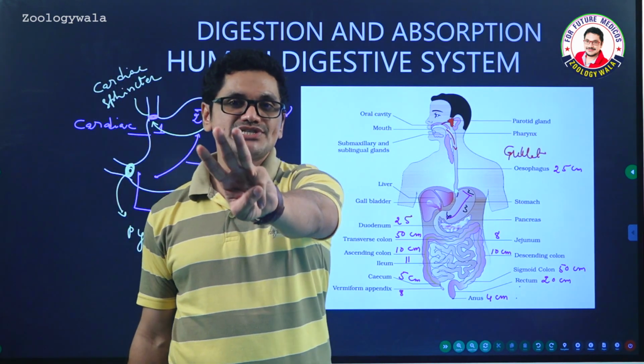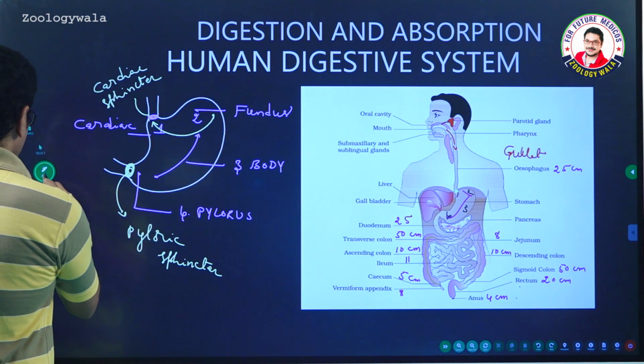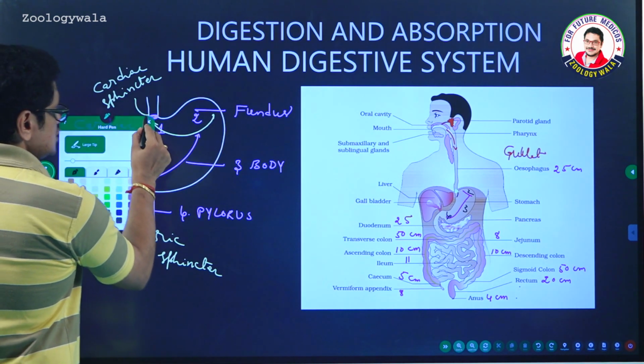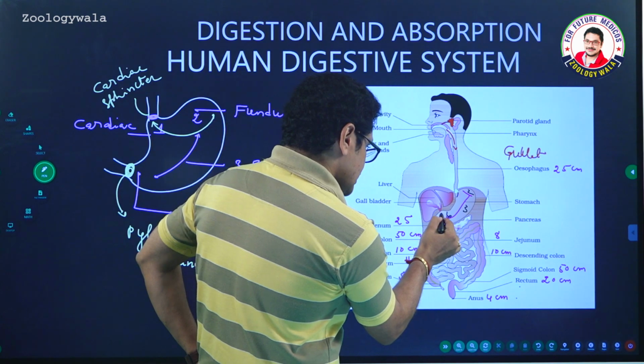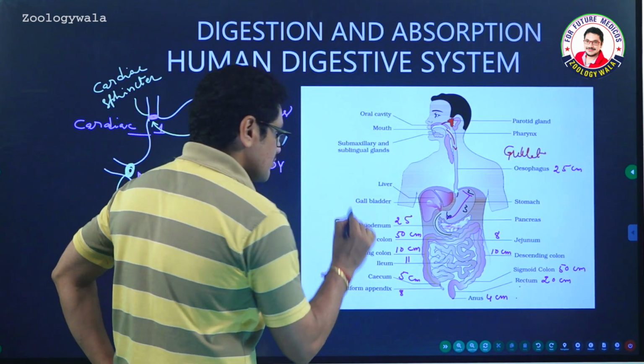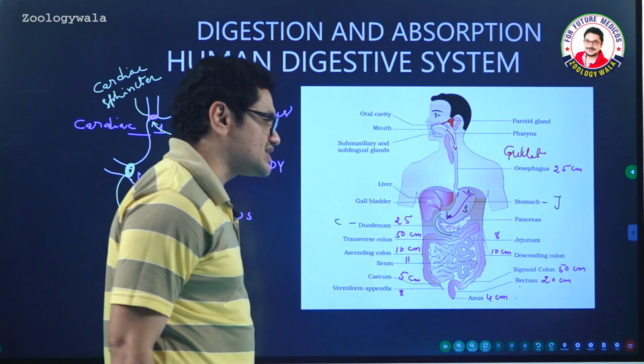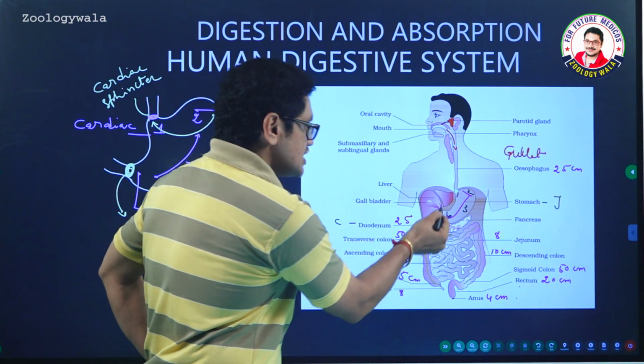The small intestine is basically divided into three parts. You can see the three parts here. Let me change the color. The small intestine shows three parts. See this one: the C-shaped bag is the duodenum. The duodenum is a C-shaped bag. The stomach is a J-shaped one, a J-shaped sac-like structure, and the duodenum is C-shaped.